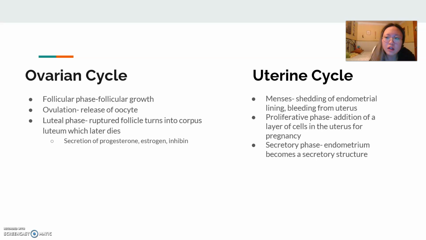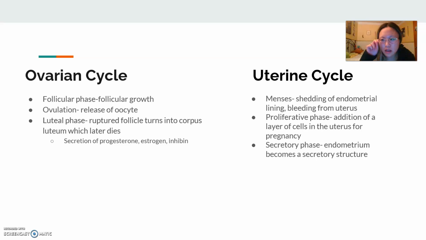And then from the follicular phase, it goes into ovulation, which is the release of the oocyte from the follicle, into the uterus for fertilization and ultimately pregnancy. And then from ovulation, it goes into the luteal phase, where that ruptured follicle that just released the egg turns into the corpus luteum, which secretes progesterone, estrogen, and inhibin, and then later dies within that same cycle. And after the luteal phase, it'll go right back into the follicular phase, as it is a cycle.